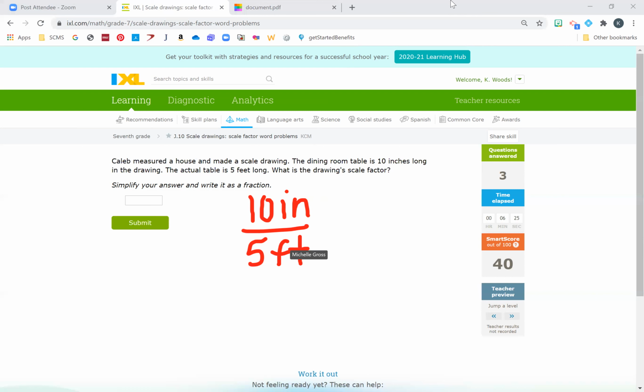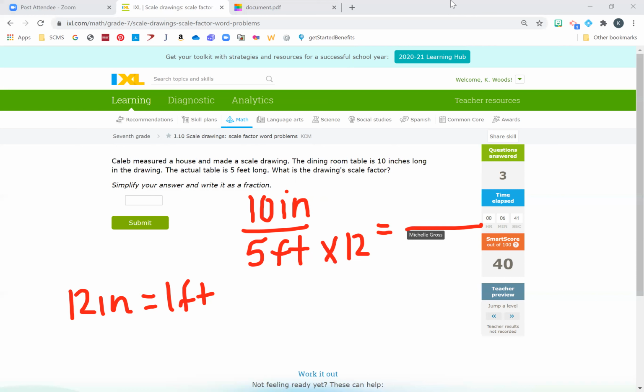Now we're going to convert feet to inches, and if you don't know it, Google it. How many inches are in a foot? There are 12 inches in 1 foot. So we would multiply the 5 feet by 12, and that would get us our scale. So it'd be 10 inches, 5 times 12 is 60. So 5 feet is the same thing as 60 inches.